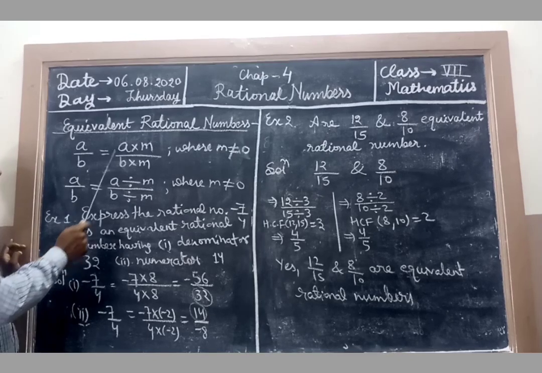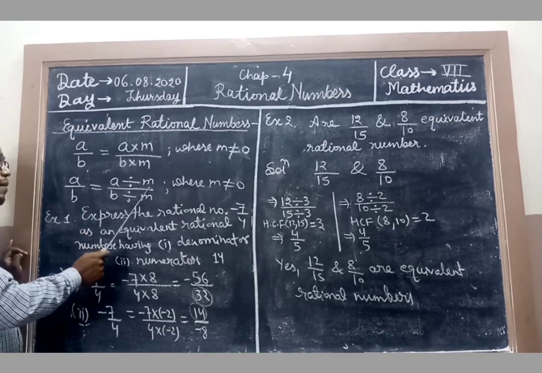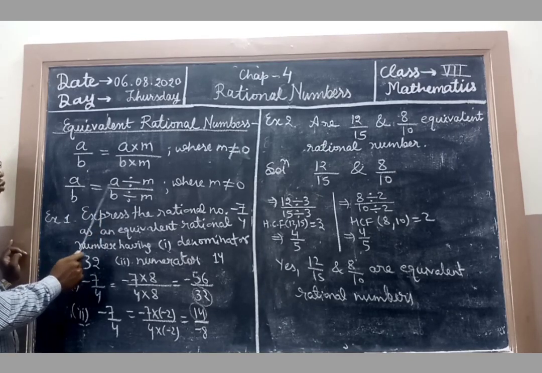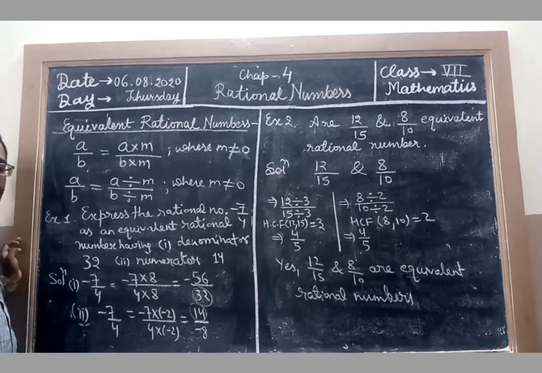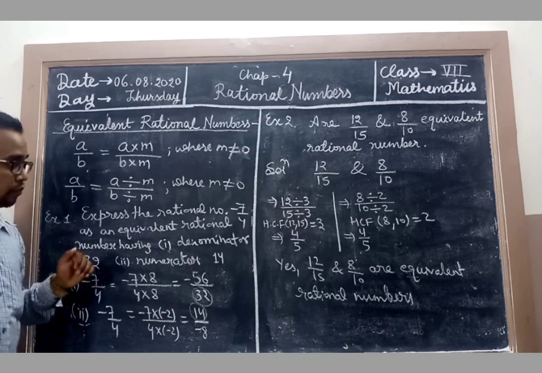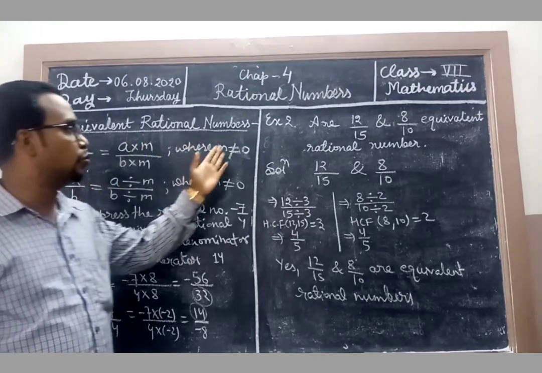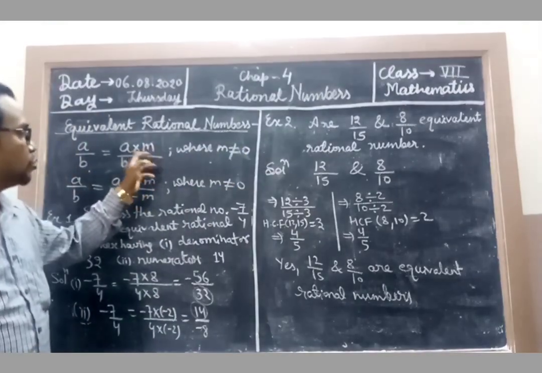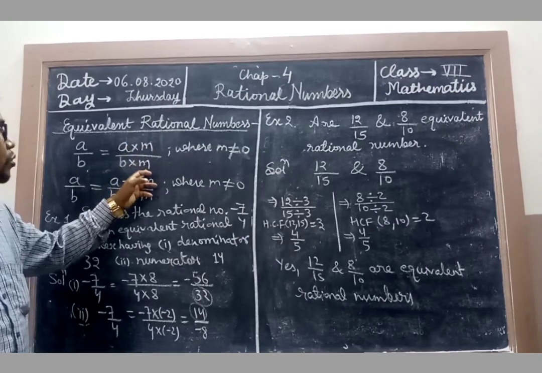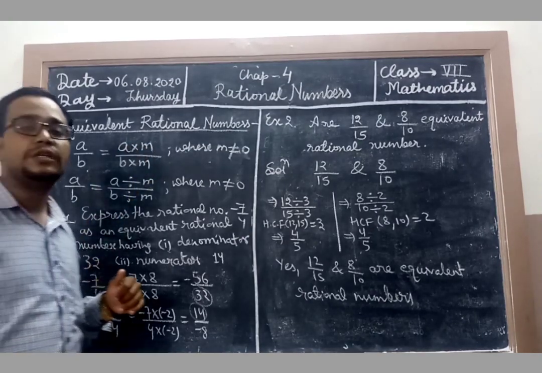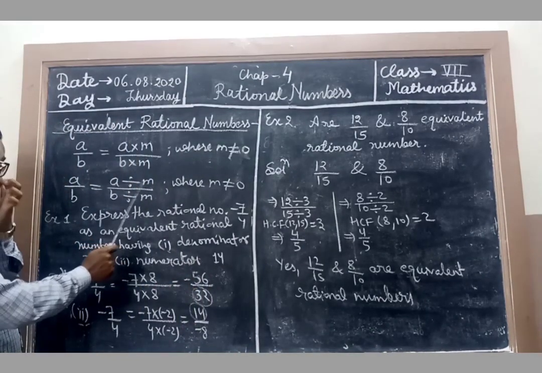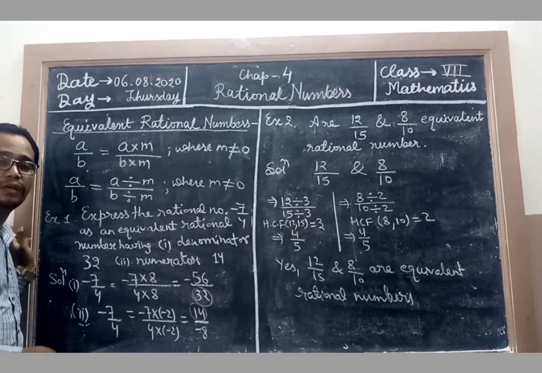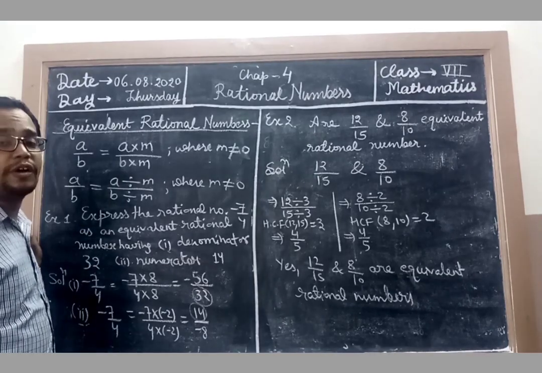Similarly, if we divide both numerator and denominator by m, then a upon b is equal to a divided by m upon b divided by m, which is also an equivalent rational number. But here one thing you must remember, that m is not equal to 0. In case m is equal to 0, then a into 0 is 0, b into 0 is 0, and we get 0 by 0. It means not defined form. Similarly, a divided by 0, b divided by 0, again we will get not defined form.